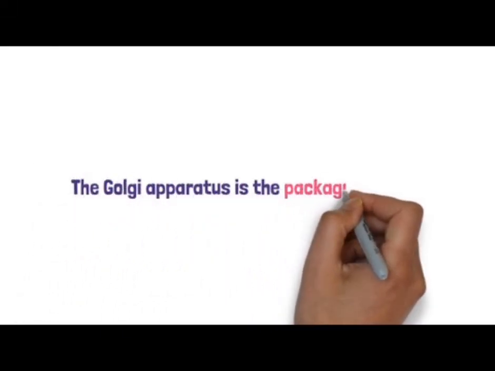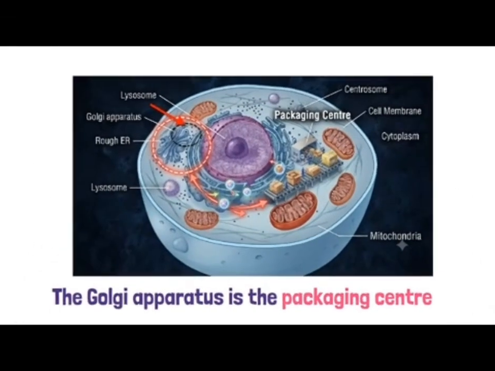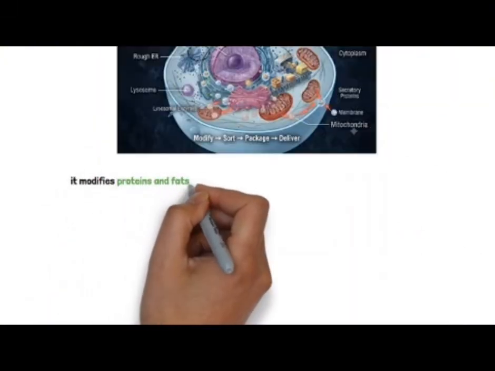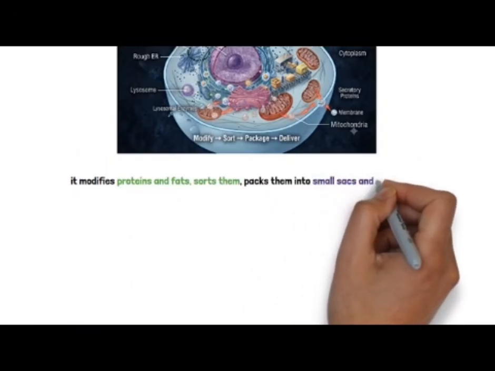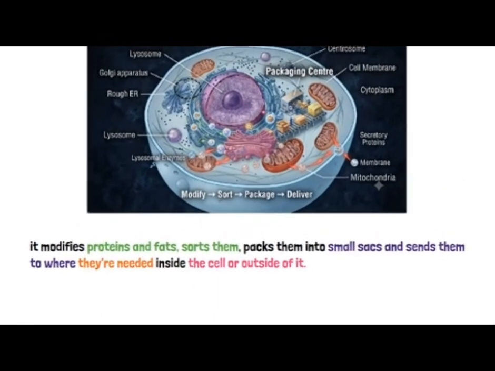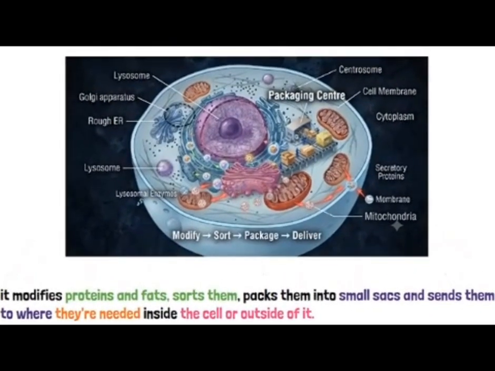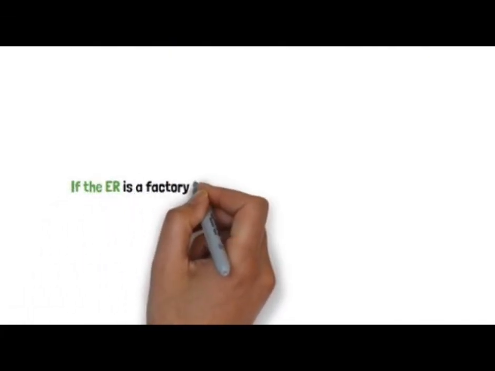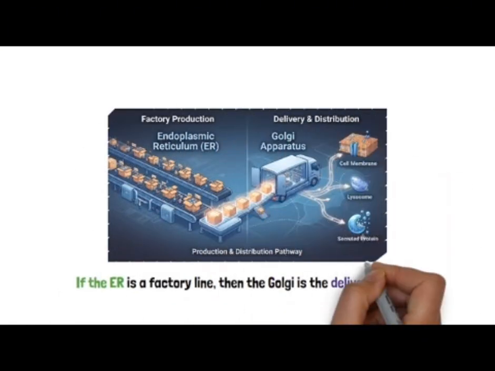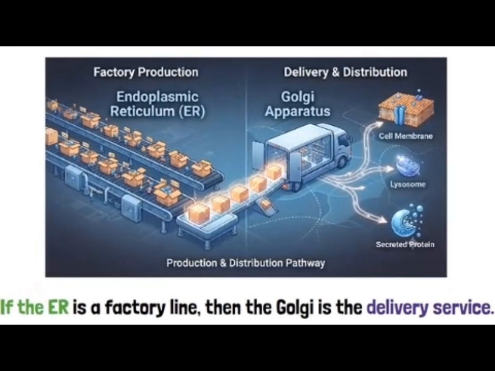The Golgi apparatus is the packaging center. It modifies proteins and fats, sorts them, packs them into small sacs, and sends them to where they are needed, inside the cell or outside of it. If the ER is a factory line, then the Golgi is the delivery service.